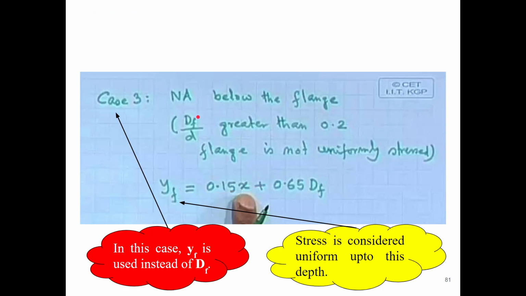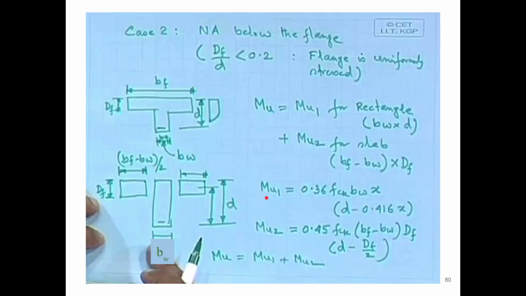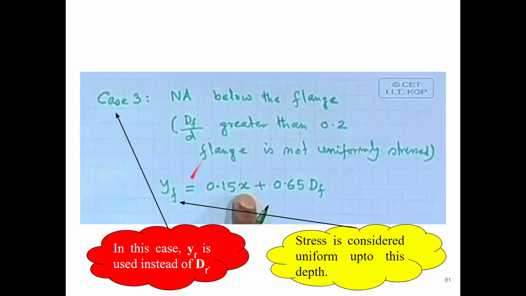And the third case: when the neutral axis is below the flange but the Df by d value is greater than 0.2, then the flange is not uniformly stressed. There comes a new term. We coin a new term yf, which is equal to 0.15 x plus 0.65 Df. Here, since the flange is not uniformly stressed, we consider that the stress is constant up to the depth of yf, not Df.